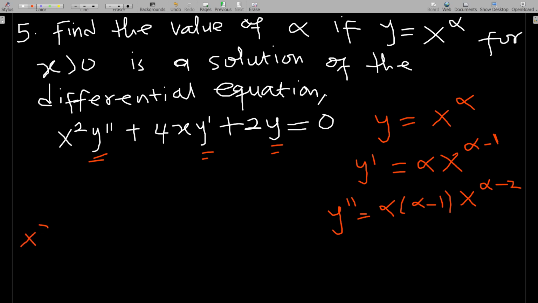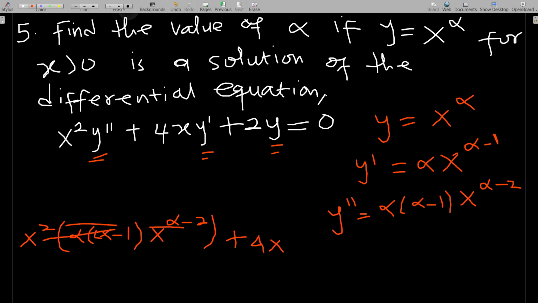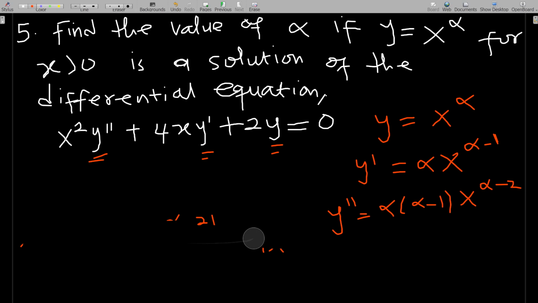So I have s squared times y prime prime is alpha into alpha minus 1, then x to the alpha minus 2, and plus 4x. I think I should write this on a different page, but I hope you've written the y prime prime and the rest down. Okay, so let me add a page to this.